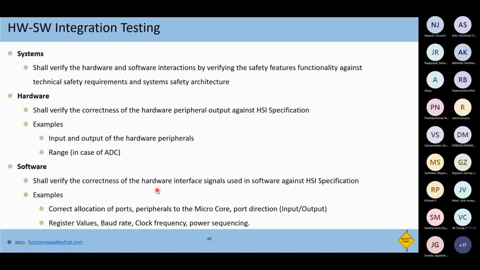On the software side, we verify whether the interfaces provided by hardware, as mentioned in the HSI specification, are correctly provided, and then the correct allocation of ports if it is a multi-core environment, and port direction, whether it is an input port or output port, and the register values. If it is SPI or LIN or other CAN related things, what is the baud rate, what is the clock frequency, and most importantly, the power up, power down sequences. Those are all verified at the software level as well. So this is covered as part of hardware software integration testing in part 4. So we just elaborated that this has to be provided and tested in detail at the systems, hardware, and software levels.